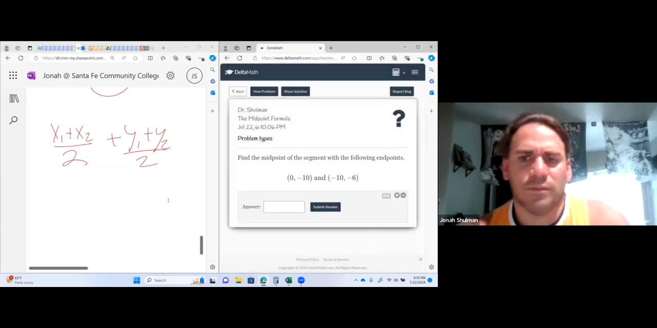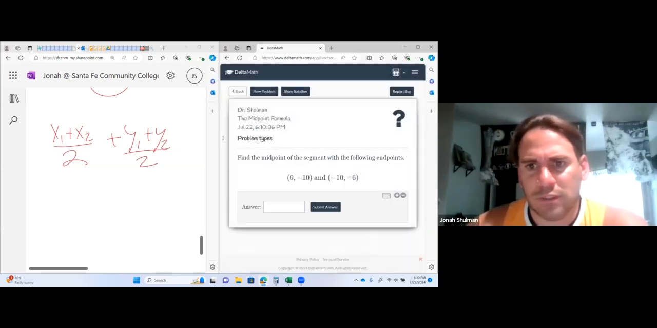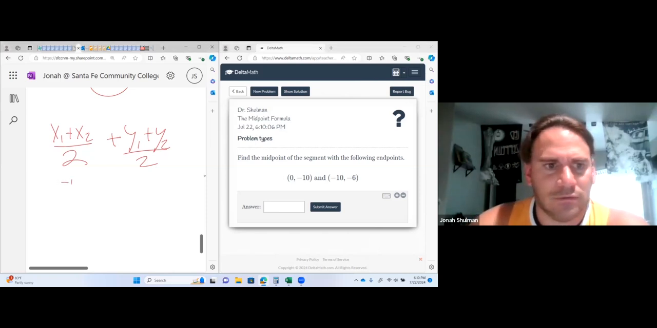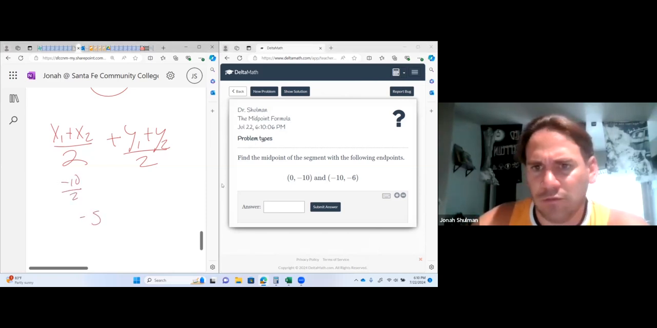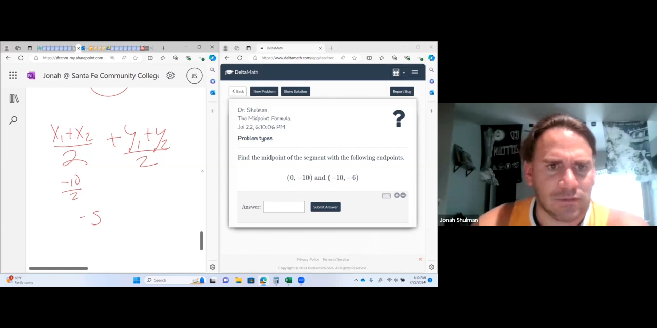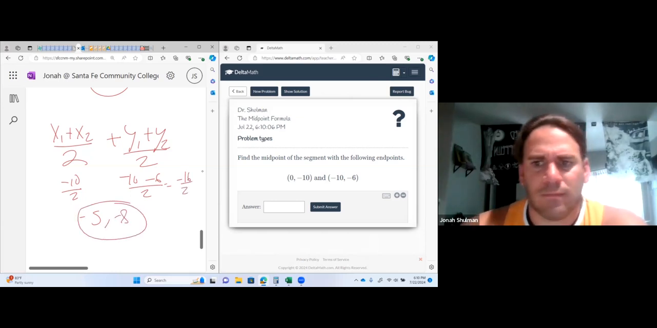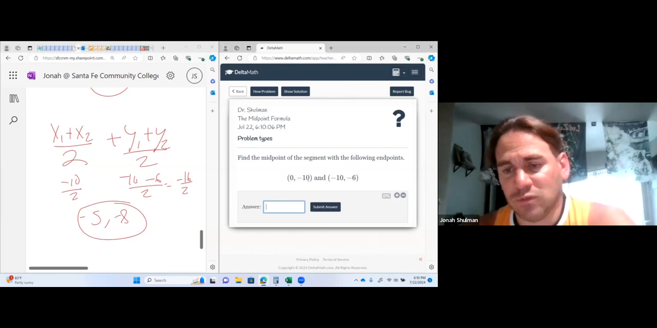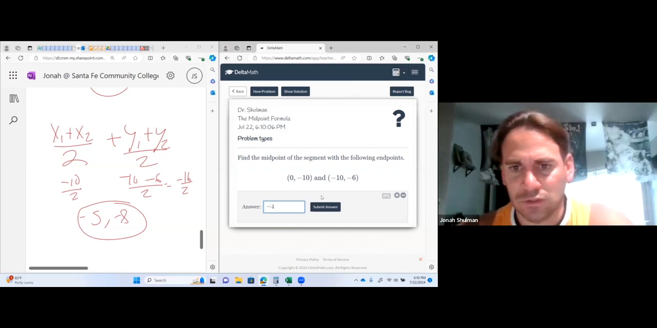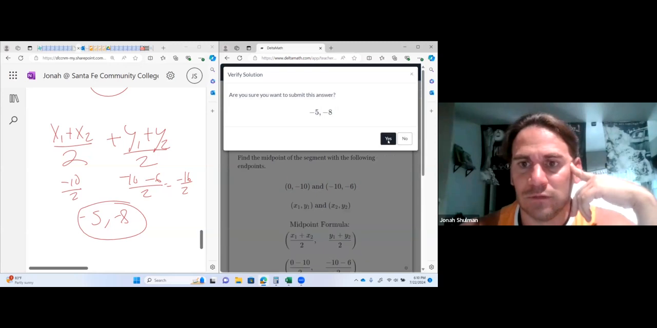So here's one with just the formula. So x1 plus x2, so that's -10 divided by 2 is -5. And then we have a -10 minus 6 over 2, so that's -16 divided by 2. That's -8. Halfway between 0 and -10 is -5. You could also just have your students think about what's halfway. And then this one, what's halfway between -10 and -6, -8. Formula works too, but yeah, that's the answer.